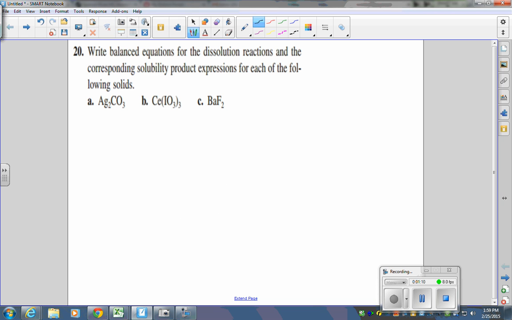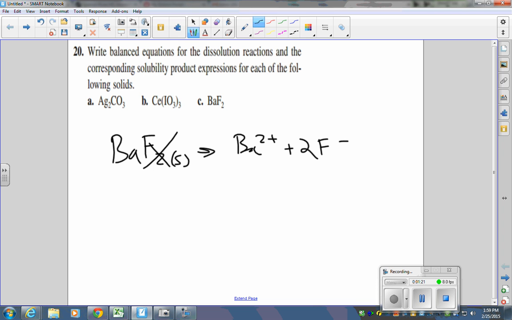Last but not least is BaF2, a solid. It is going to break up into Ba2+ and 2F-. And I don't include solids in the equilibrium expression, so my KSP is going to be equal to the concentration of barium times the concentration of F- squared. The coefficients become exponents. That's the first step.